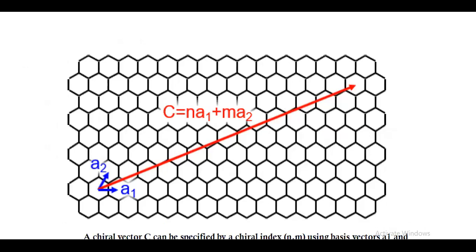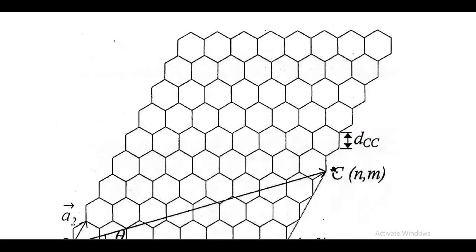A chiral vector can be specified by these indices n, m using basis vectors a1 and a2 of a graphene sheet. So let's go further. These are also the simple angles for fine understanding.